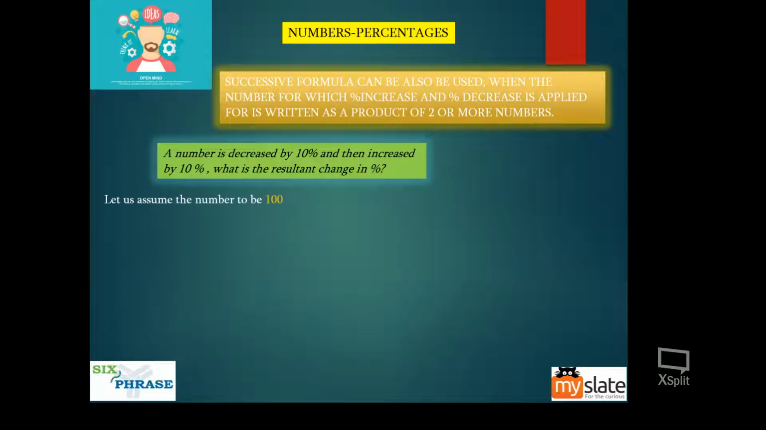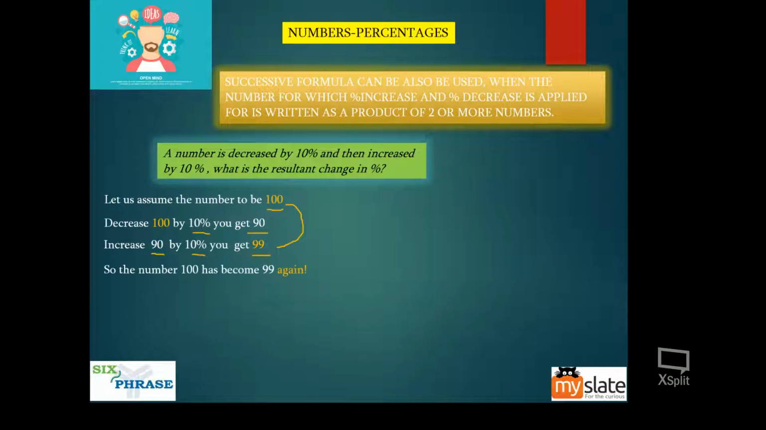Let us assume you took, as I told you, 100. We took this number 100 as the number and applied this percentage change. So I decreased it by 10 percentage and I got 90. Now what did I do? I increased this 90 by 10 percentage and I got 99. So we said 100 has changed to 99, and therefore there is a negative 1 or a decrease of 1 percentage.